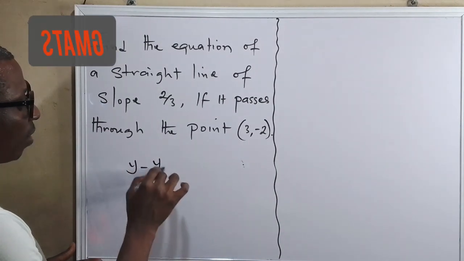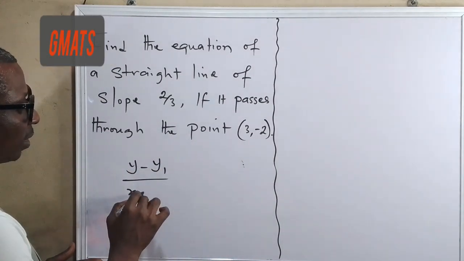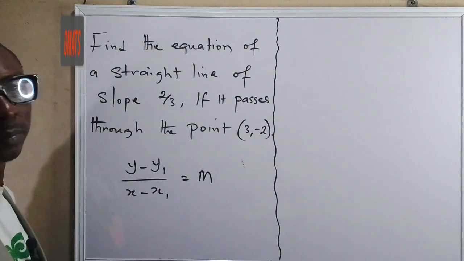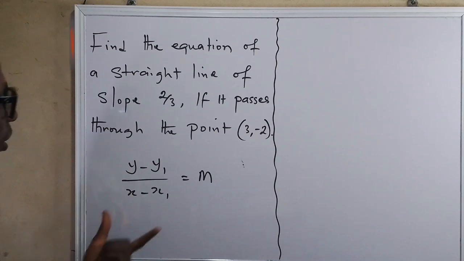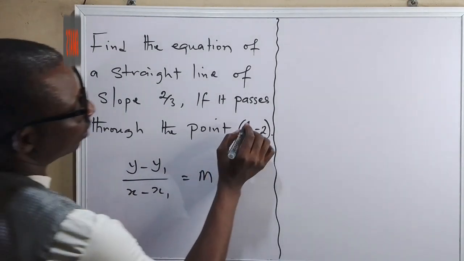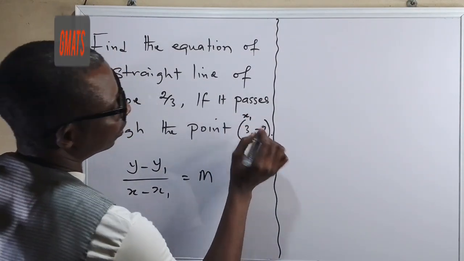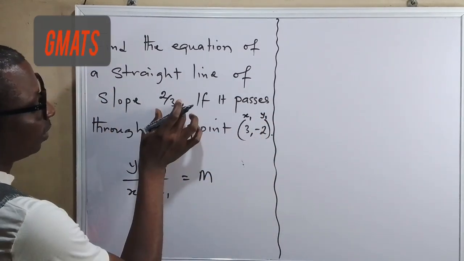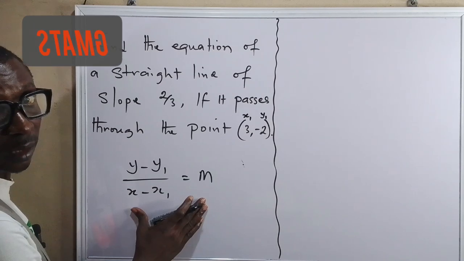(y - y1) over (x - x1) equals m. All right? So we just substitute. Now this is your x1, while this is your y1. Now the points. This is the gradient. So just substitute inside this formula.